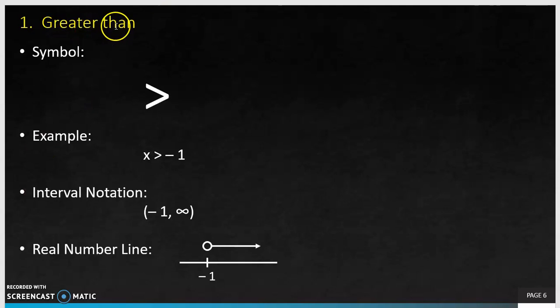So first, we'll look at greater than. The symbol of greater than is in this form. For example, x is greater than -1. So you can see that if x is greater than -1, it means that -1 is not included. We can say that, let's say from 0, 1. So x can be, of course, let's say a whole number, starting from 0, 1, 2, 3, and so on and so forth until positive infinity.